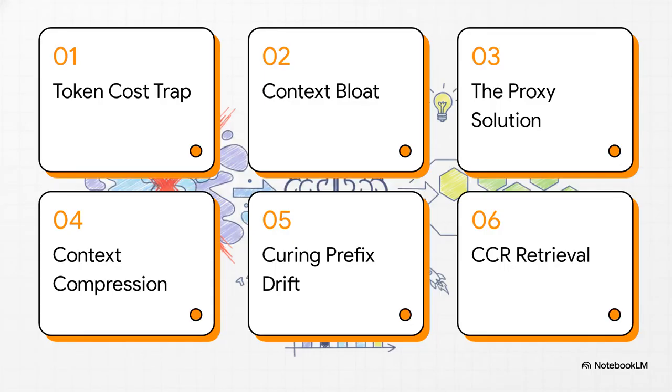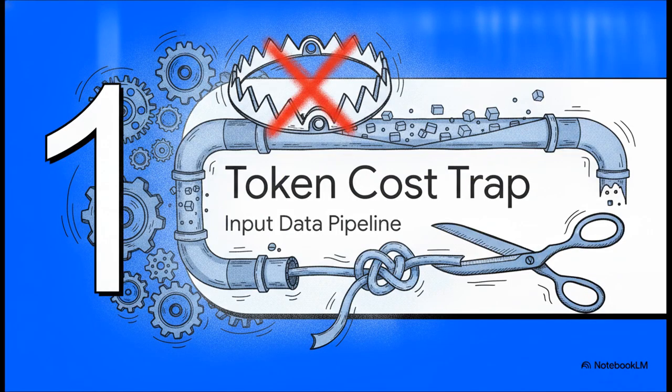So here's our roadmap for today's Explainer. We'll be unpacking the hidden structural inefficiencies in autonomous AI workflows, starting with the AI token cost trap and the anatomy of context bloat. From there, we'll examine the proxy solution, precision context compression, how to cure prefix drift, and finally, the CCR retrieval paradigm. Let's jump into Section 1, the AI token cost trap.